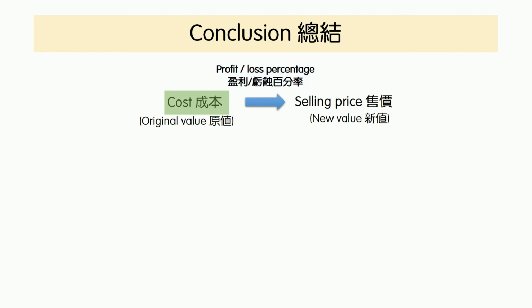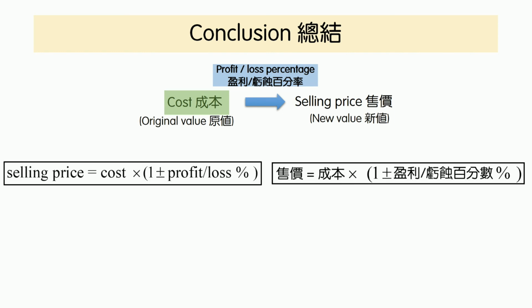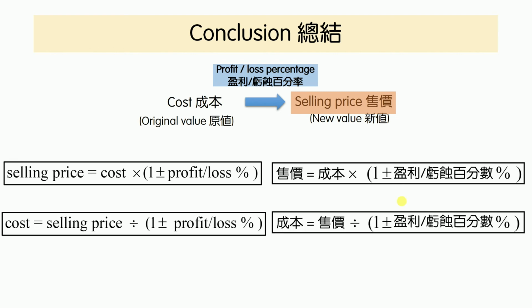Given the cost and the profit or loss percentage, using the formula, we can still calculate the selling price. Again, it is very similar to what we have learned previously. The cost times 1 plus or minus the profit or loss percentage. But if the question only gave us the selling price, we can still calculate the cost by moving the terms using division and calculate the cost.